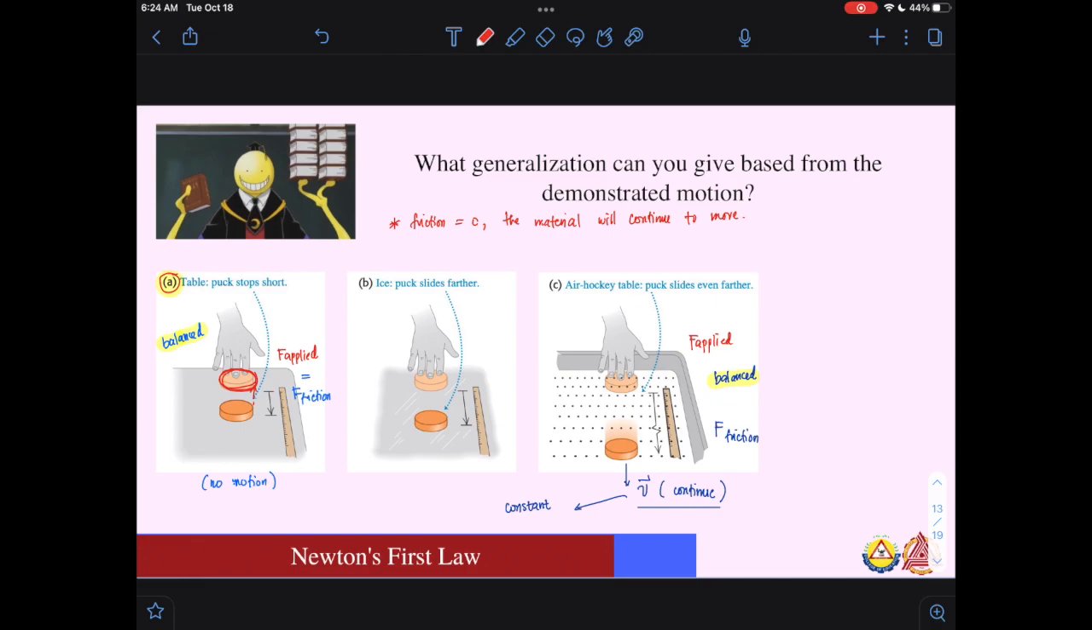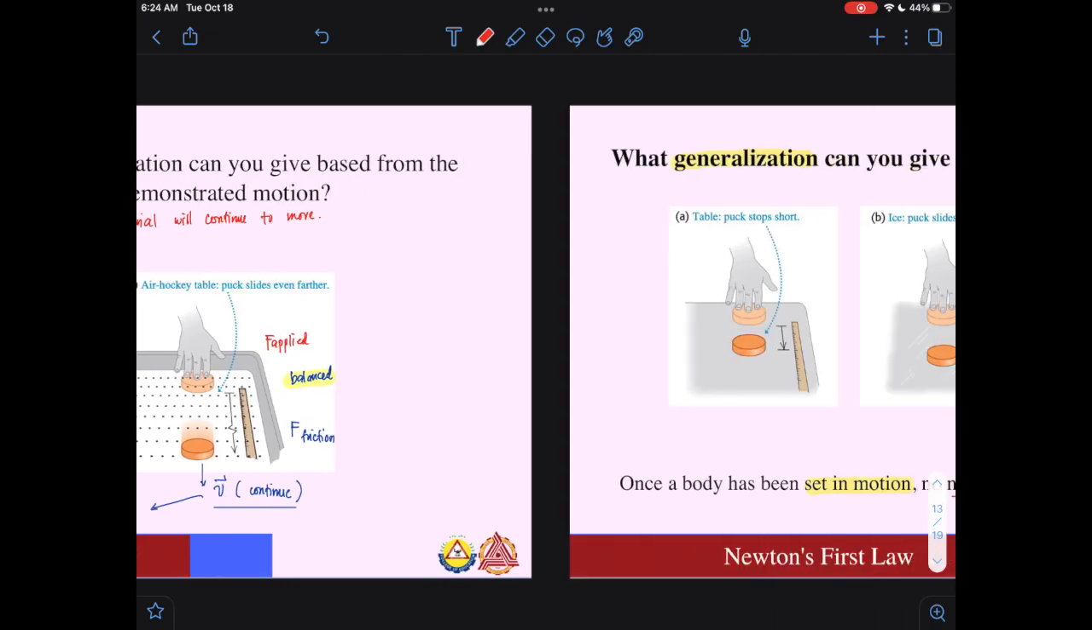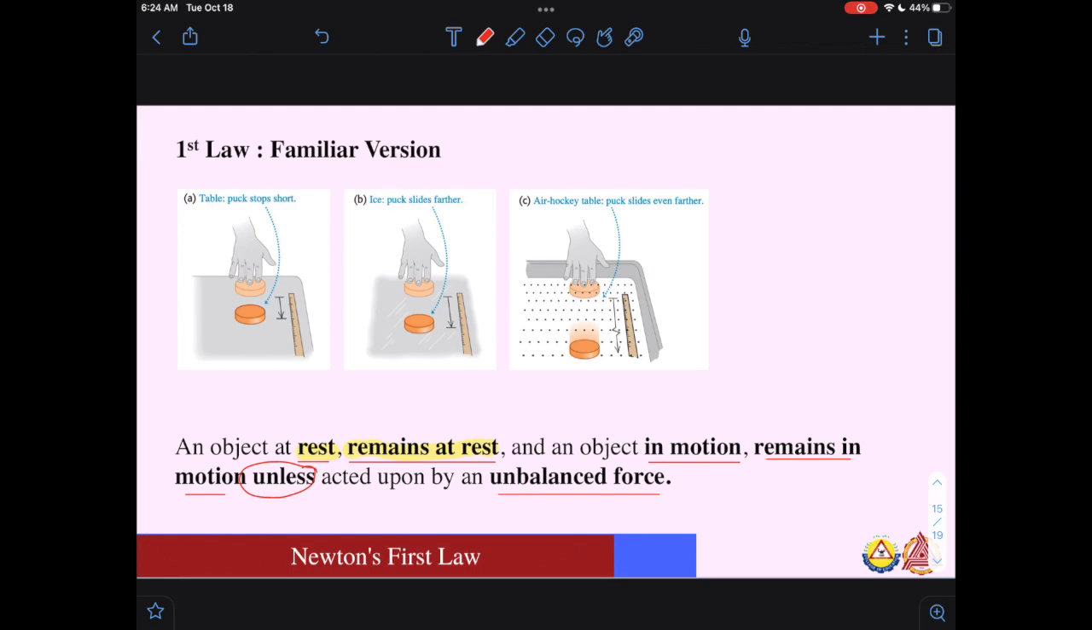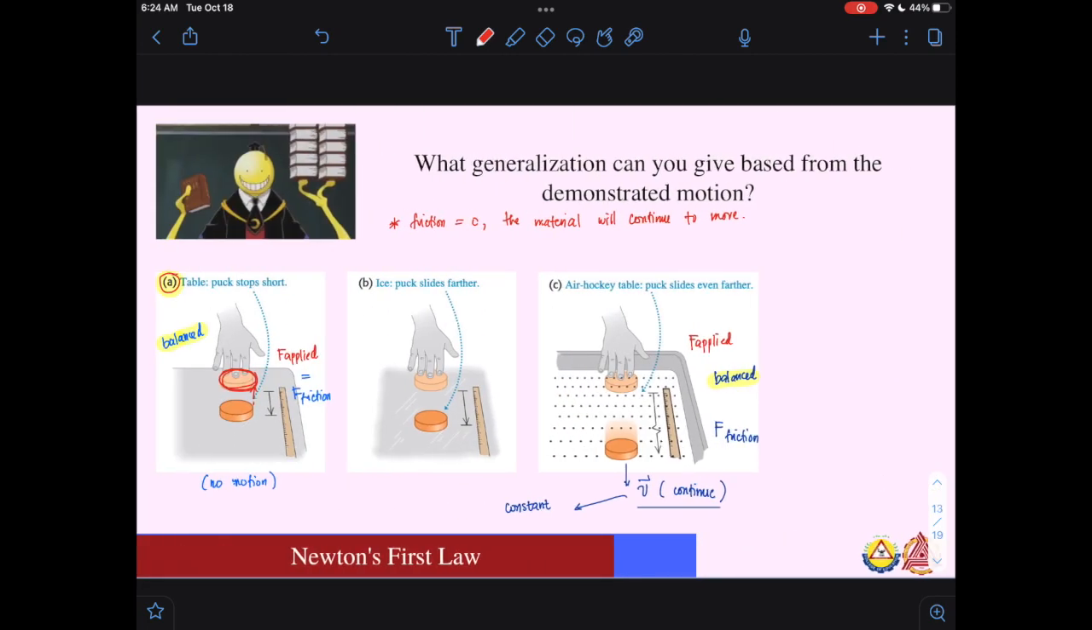That object will remain at rest unless it's acted upon by an unbalanced force. Unbalanced force ang kinahanglan. Now take note, in the case of A, the force applied is equal to the force of friction. The force is balance. So kung balance ang imong force, it will remain at rest. Mauna nga dili na siya mulihok kay balance man ang forces nga naa dira. I'm hoping I'm making sense. Kaya balik ko na to, no?